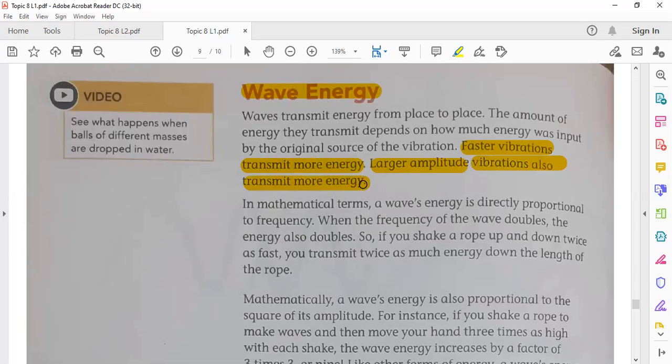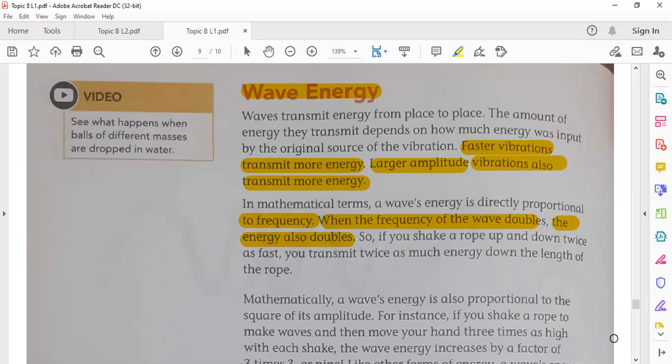In mathematical terms, wave energy is directly proportional to frequency. Okay, this is very important. When the frequency doubles, the energy doubles. So, as the frequency of the wave increases, its energy increases. When the frequency of the wave doubles, the energy also doubles.